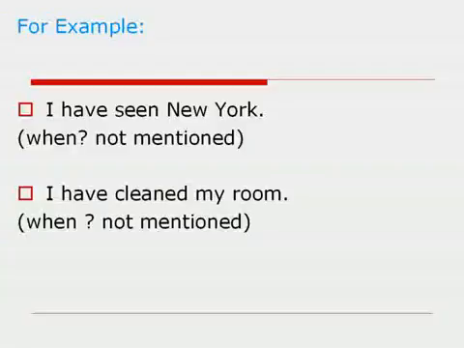In example number 1, we did not show any time because it is not important. Action of seeing New York is important. Likewise, in sentence number 2, we did not mention any time, that when we cleaned the room, because we are not focusing on the time, but we are focusing on the action, that an action of cleaning the room took place in the past, and when it happened is not important. That is why we use present perfect tense.